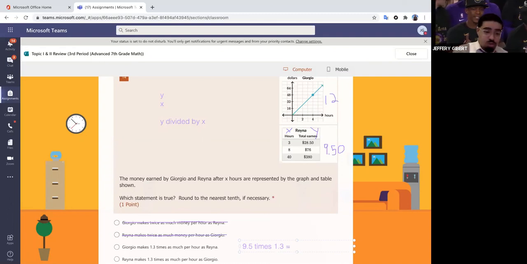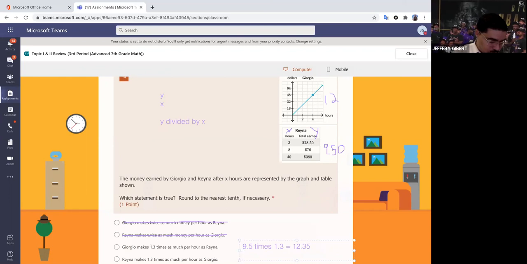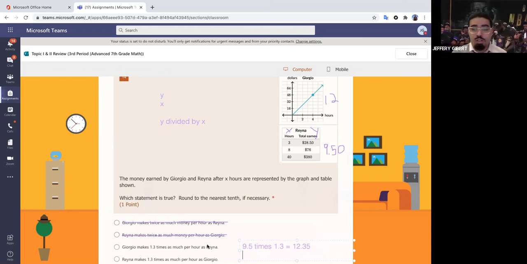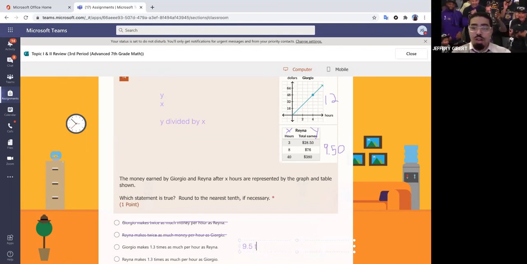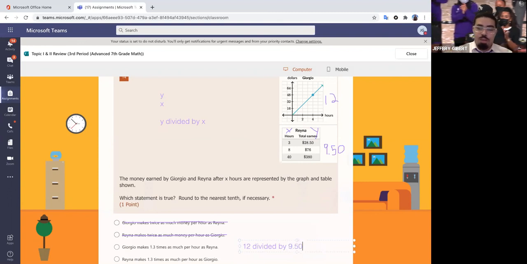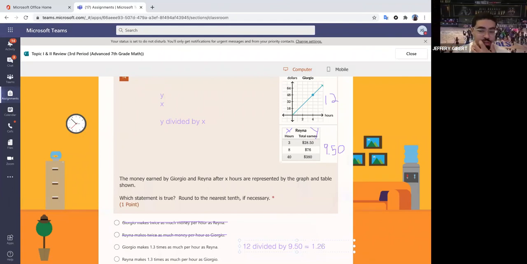That gives us 12.35, so it looks like that one is incorrect. It looks like all these ones are incorrect because Reina doesn't make 1.3 times. So let's see, how did they get that? 12 divided by 9.5. Oh, it says round to the nearest tenth. So to actually get the answer, you have to do how much Giorgio makes divided by how much Reina makes. So 12 divided by 9.50, and that equals 1.26 something.